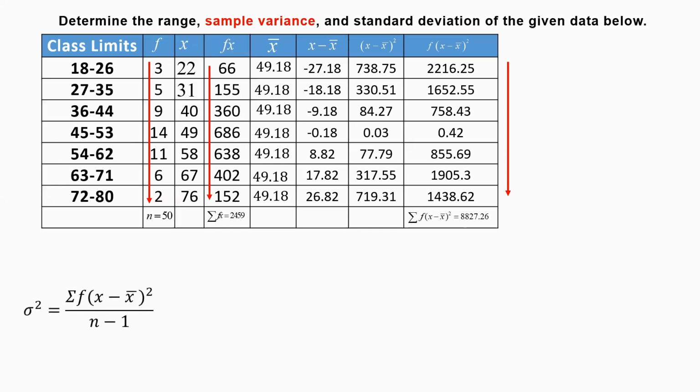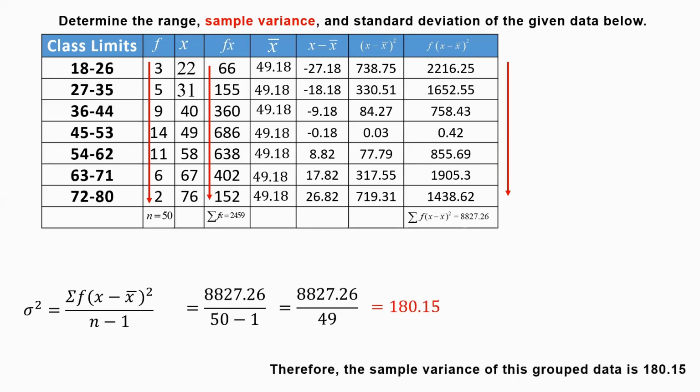Okay, so now we already have that value. So let us just substitute those values that we've gathered. Our numerator is 8,827.26, divided by 50 minus 1. And that is our denominator, which will be 49. So simplify this, that is equal to 180.15. So therefore, the sample variance of this group data is equal to 180.15.